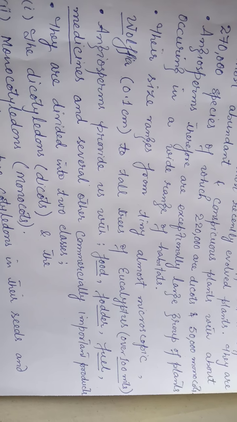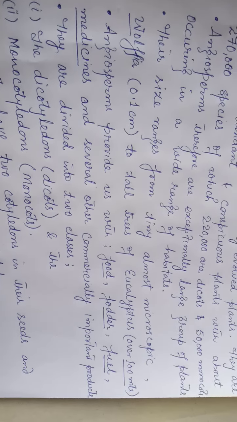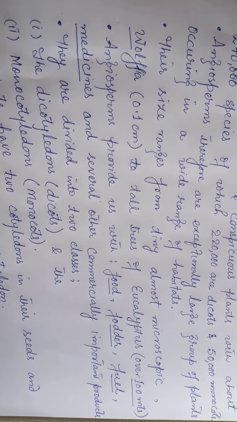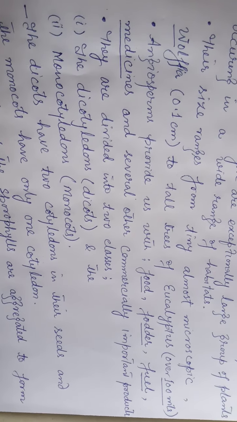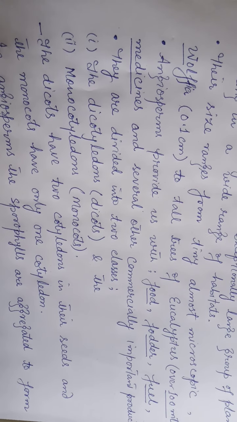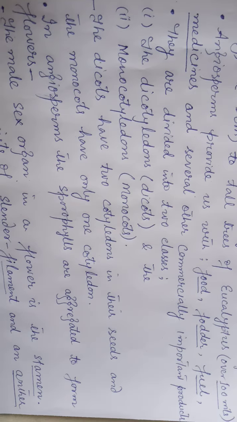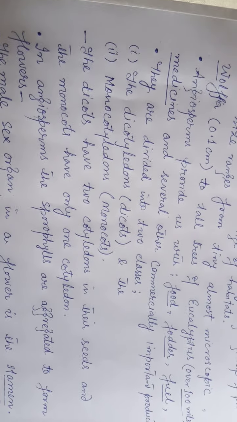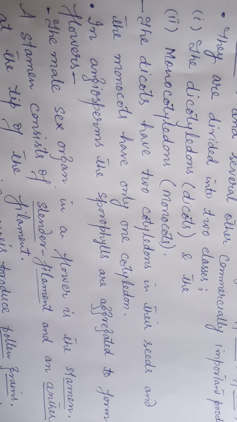Angiosperms provide us with food, fodder, fuel, medicines, and several other commercially important products. They are divided into two classes: the dicotyledons or dicots, and the monocotyledons or monocots. The dicots have two cotyledons in their seeds, and the monocots have only one cotyledon.